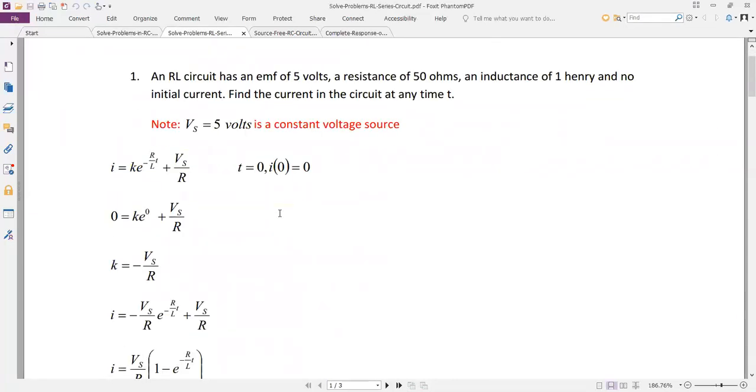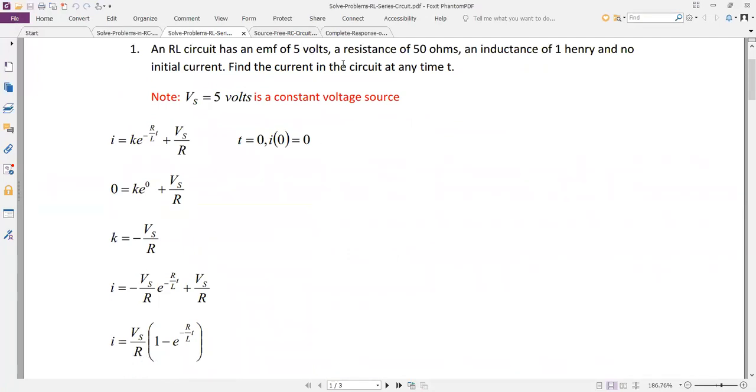So this time we have an RL circuit, and the EMF is constant and the resistance is 50 ohms, and you have the inductance of 1 Henry, no initial current. Again, the requirement is the current in the circuit at any time. Now, we have a constant voltage source. The value is 5 volts. So the current in our RL circuit, as already derived before, is K e raised to negative R/L t plus Vs over R. This Vs is for your EMF, which is a constant.